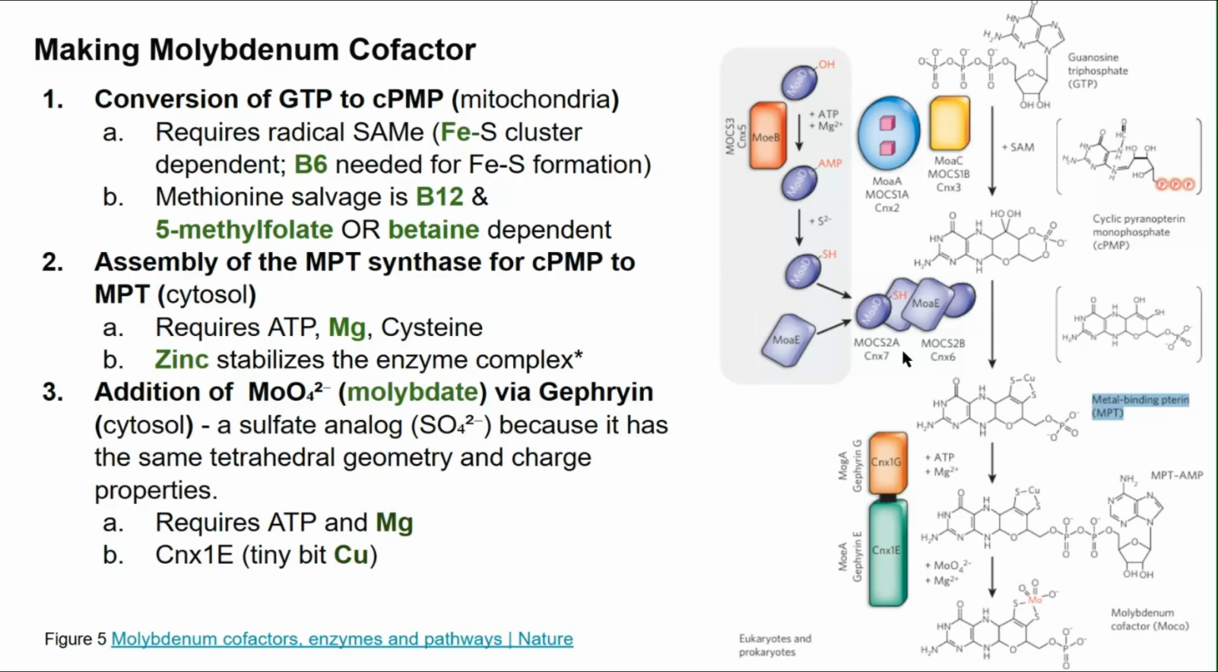So that's this synthase molecule. It actually requires cysteine and magnesium, and then zinc stabilizes this enzyme complex. And then the addition of molybdate is via gephyrin. Gephyrin serves as a scaffold to hold GABA synapses and glycine synapses in place. And we know that SSC in the brain causes high intracellular calcium levels, and that destroys gephyrin by activating calpain protease. Calpain protease will break down gephyrin.